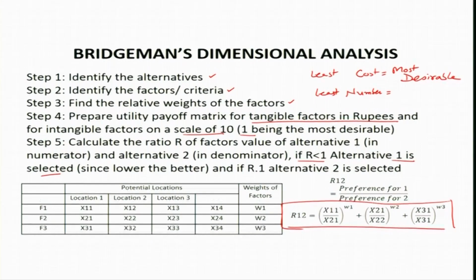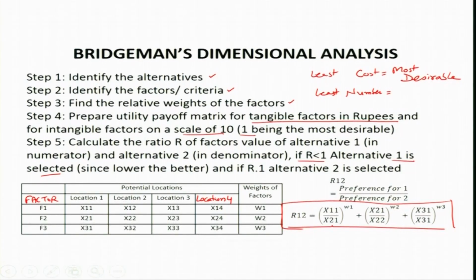Okay, so this is how we are going to do it, and this is the payoff matrix where we are having the factors here, factors 1, 2 and 3, and these are my potential alternatives. I am having 4 alternatives, and then this is the relative importance of my factors. Factor 1 has an importance of W1, factor 2 has an importance of W2, and factor 3 has an importance of W3. So this is the formula.